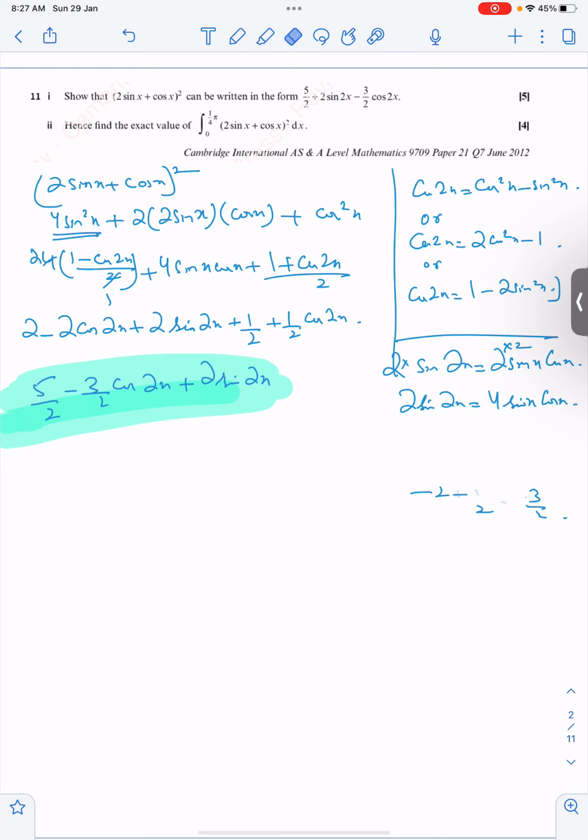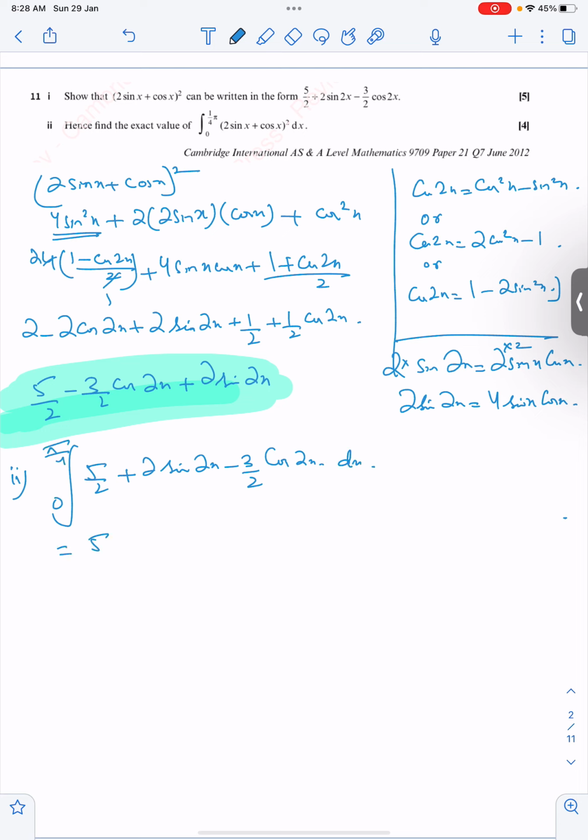Now, moving on to the second part of the question, hence find the exact value of. They're asking us to integrate this and put in the boundaries. Now we know that this is exactly equivalent to this, so we will integrate this. For the second part of the question, we are going to integrate 5/2 plus 2 sine 2x minus 3 upon 2 cos of 2x dx, and the boundaries are pi by 4 and 0.